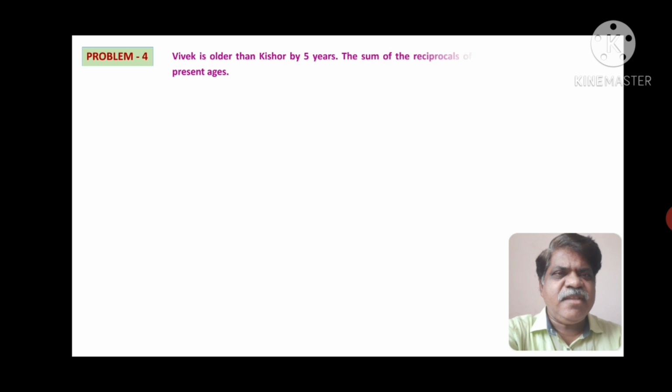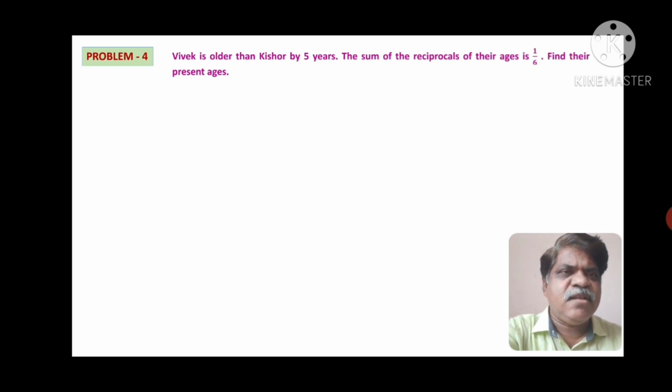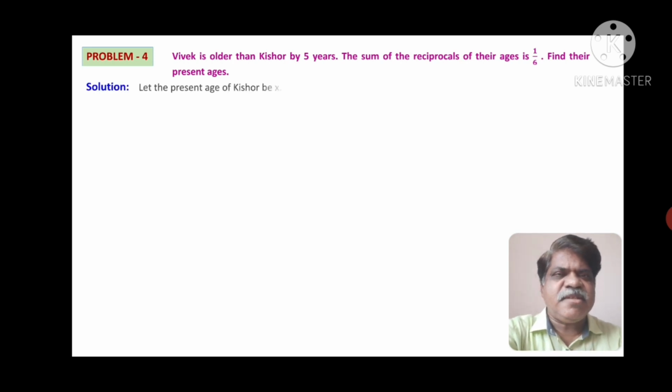Problem number 4 now. Vivek is older than Kishore by 5 years. The sum of the reciprocals of their ages is 1 upon 6. Find their present ages. So, we'll start the problem. Let the present age of Kishore be x. Therefore, the present age of Vivek is equal to x plus 5 years.